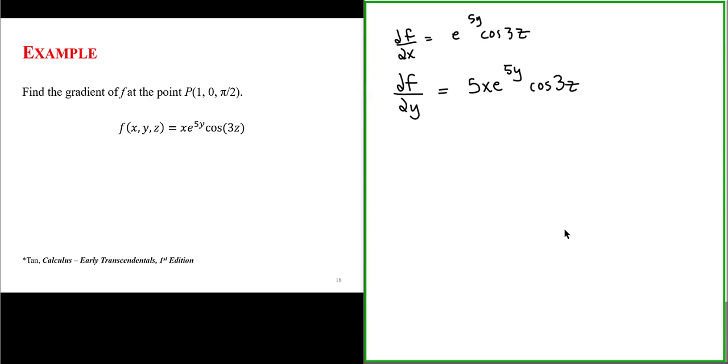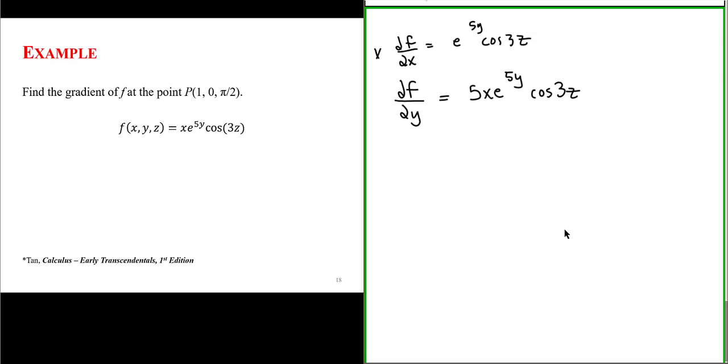Now that we have the x and the y components of our function, let's find the z component. So the z component is found by taking the partial derivative of our function with respect to z. So the partial derivative of our function with respect to z is evaluated by treating every variable except for z as constants.